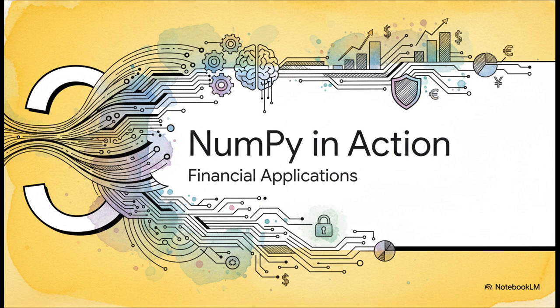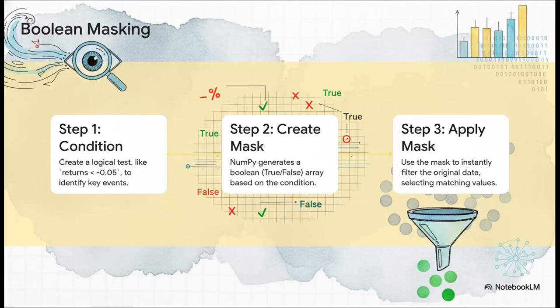Okay, so we've seen how it all works. But now let's get to the fun part, the what. How are these superpowers actually used to solve real, high-stakes financial problems? A huge part of risk management is sifting through massive amounts of data to find specific events. NumPy makes this trivial with a technique called Boolean masking.